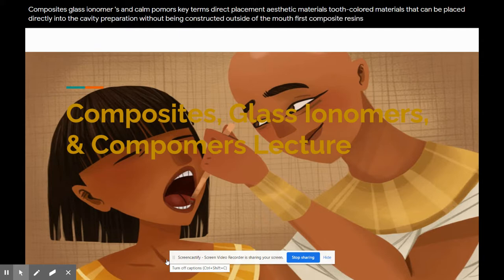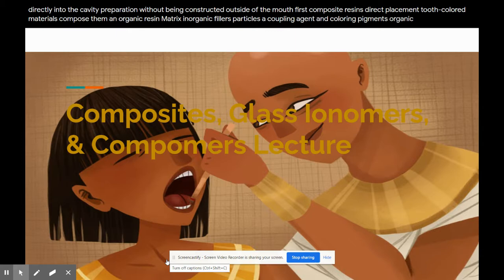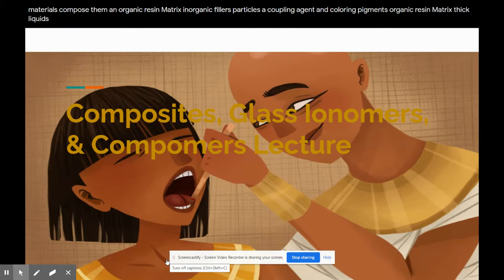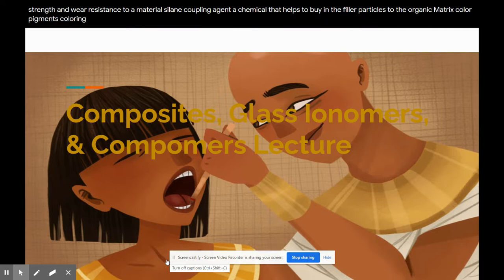Composite resins, direct placement, tooth-colored materials composed of an organic resin matrix, inorganic filler particles, a coupling agent, and coloring pigments. Organic resin matrix, thick liquids made up of two or more types of organic molecules, polymers, that form a matrix around the filler particles. Inorganic filler particles, fine particles of quartz, silica, or glass that give strength and wear resistance to a material. Silane coupling agent, a chemical that helps to bind the filler particles to the organic matrix. Pigments, coloring agents that give composites their color.